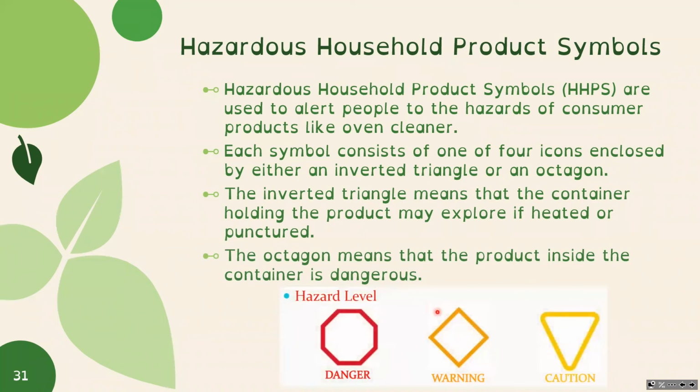So the hazard level, this is what your textbook says, but there are multiple levels. The octagon, the stop sign, is stop. This is really, really dangerous. The diamond is warning, not as dangerous, but still concerning. And the triangle is caution.